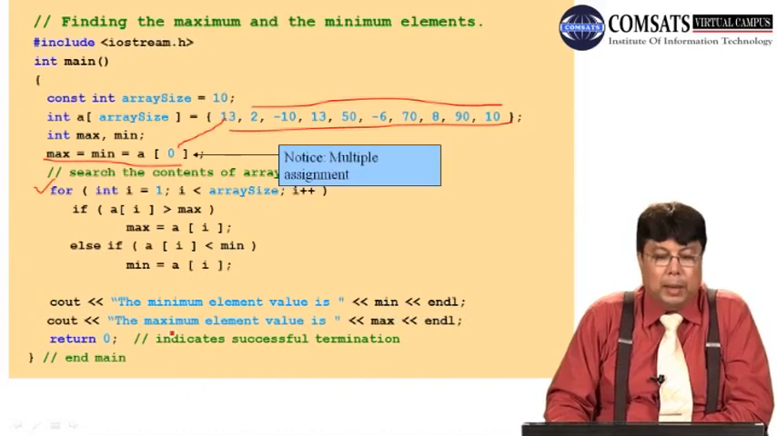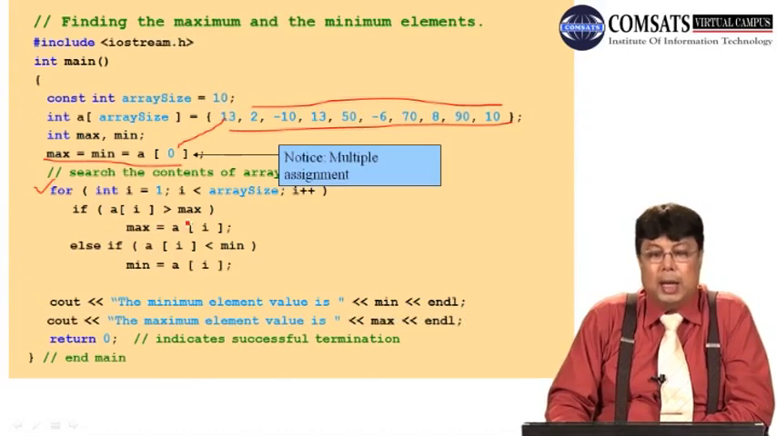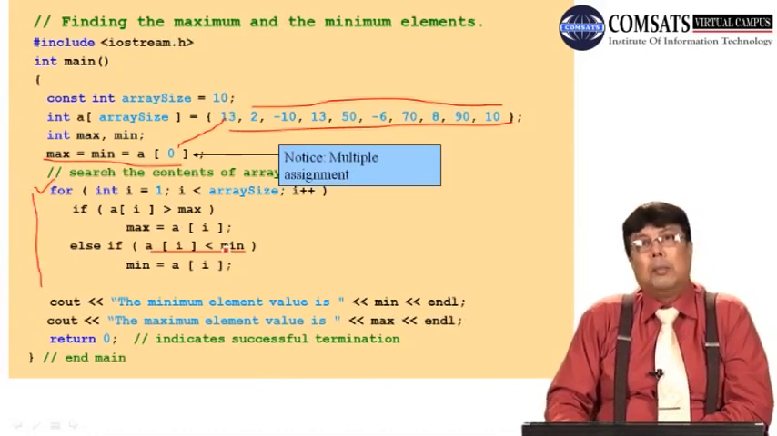Okay, this was our assumption that the 0 element is the minimum element. Here from 1 to this one, if a of I is greater than max, if 2 is greater than max, then max should be a of 2, but 2 is not greater than max. Else, if a of I is less than minimum, it means that 2 is less than 13. Yes, 2 is less than 13, then minimum should be equal to a of 2. Now minimum should contain 2 and maximum should contain 13.